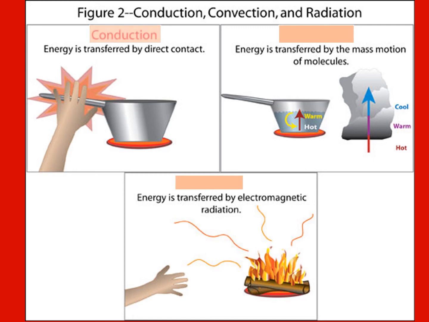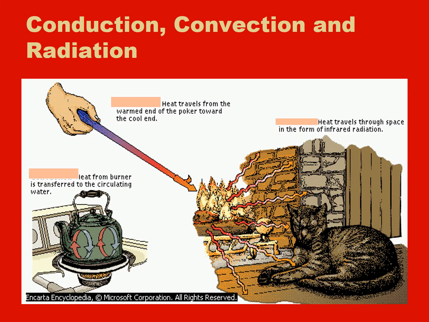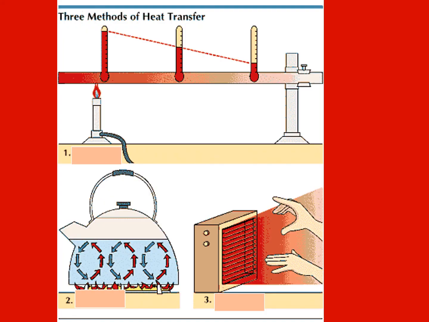The first one is conduction, then convection and radiation. Okay. Also, this slide shows the types of heat transfer in different situations: conduction, convection and radiation. Okay. Also, this picture shows the three types of heat transfer: conduction, convection and radiation.